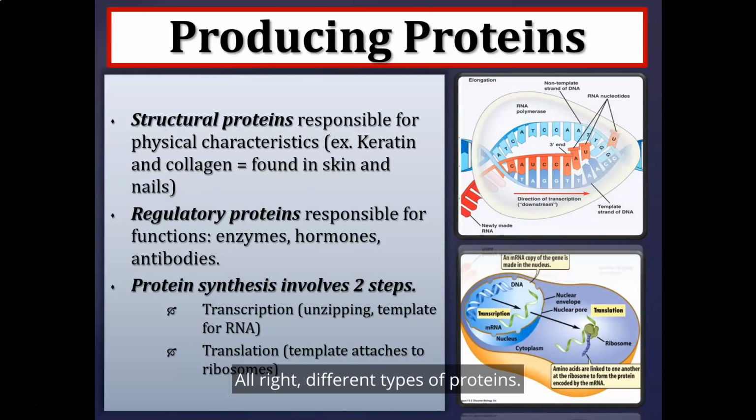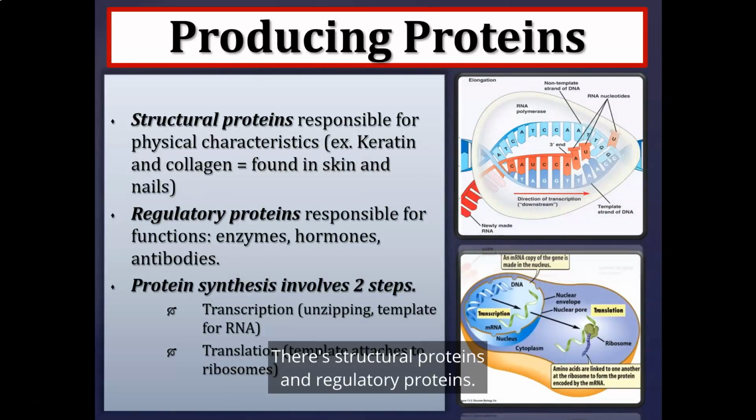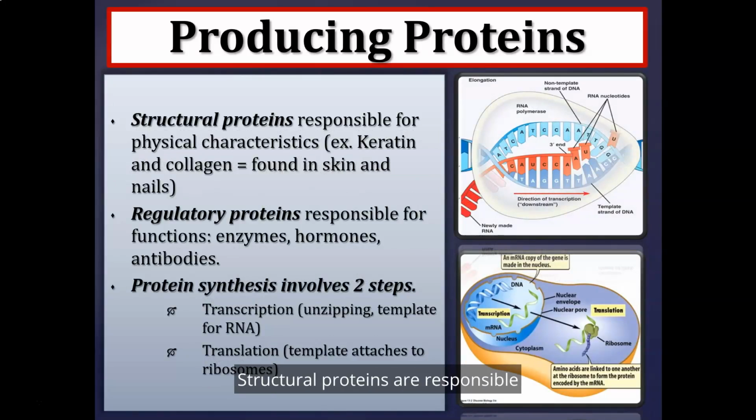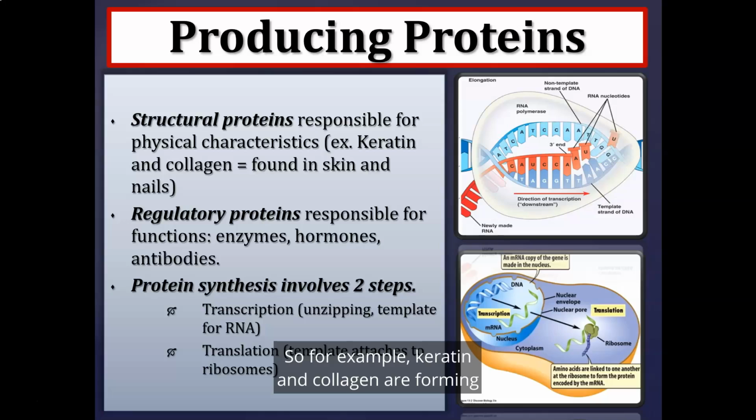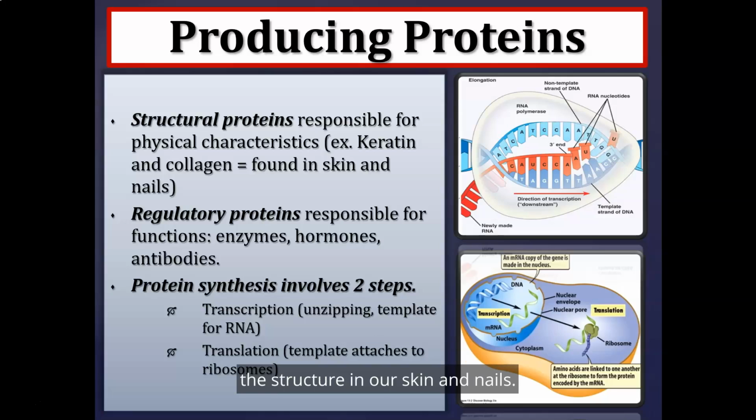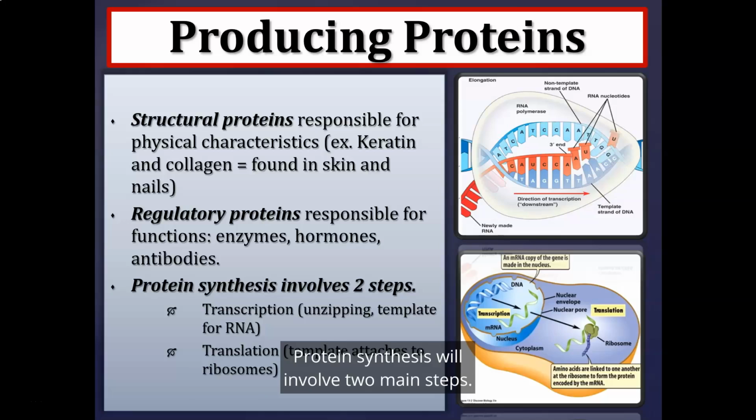All right, different types of proteins. There are structural proteins and regulatory proteins. Structural proteins are responsible for our physical characteristics. For example, keratin and collagen form the structure in our skin and nails. Regulatory proteins are responsible for bodily functions. Some examples of that would be enzymes, hormones, and antibodies. Protein synthesis will involve two main steps. We'll talk about it in more detail in a moment, but the two steps are transcription and translation.